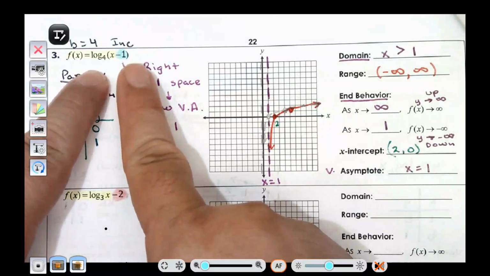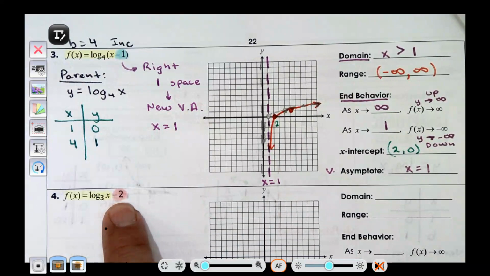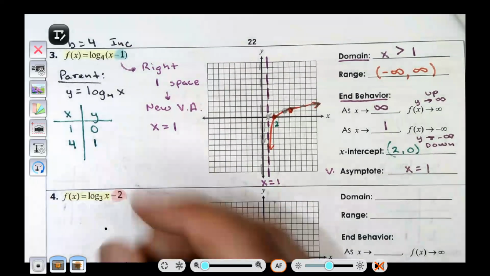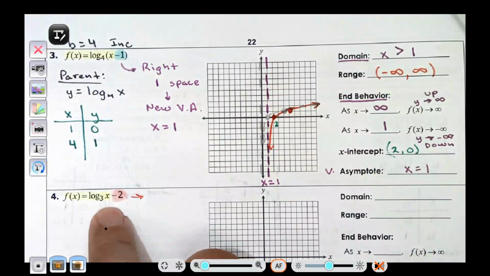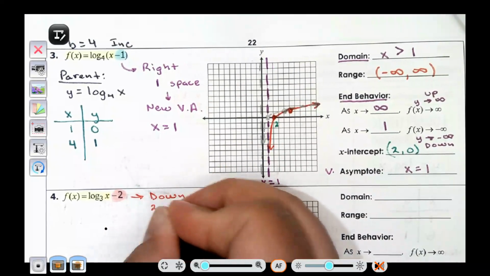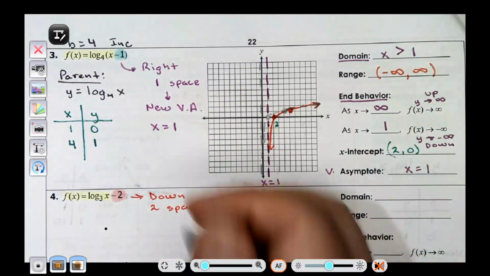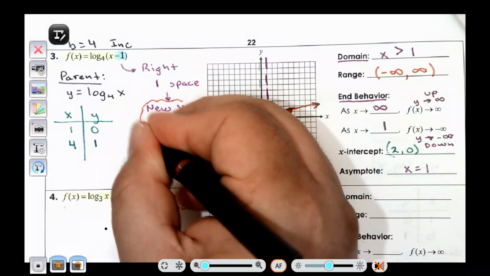But there is a big difference here. For this problem, the number 1 was inside of a parentheses. This is not inside of a parentheses, which means this is not left or right. As soon as I see this minus 2, and it's not in a parentheses, then I know I'm going to head down 2 spaces.